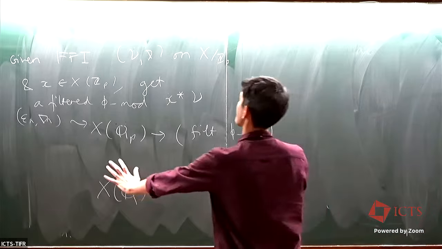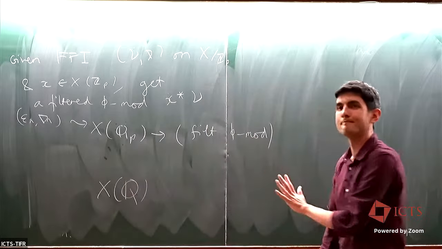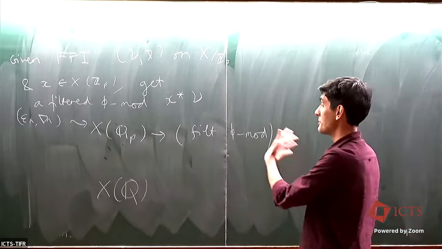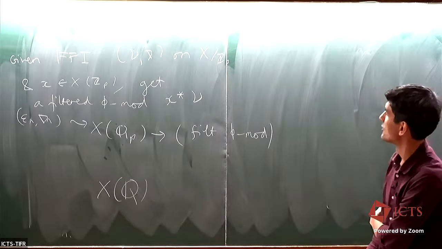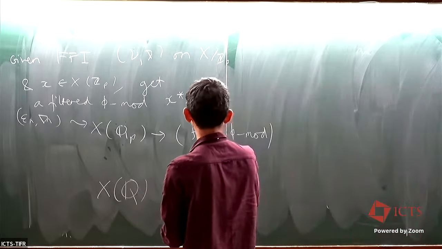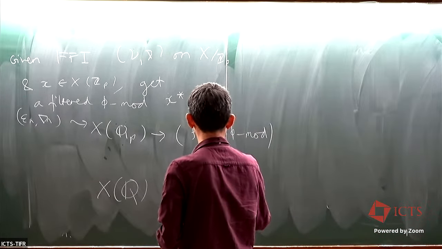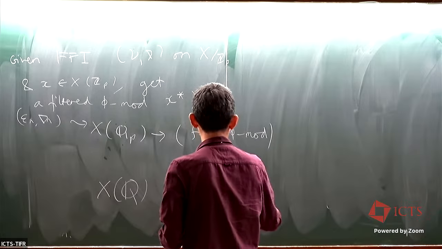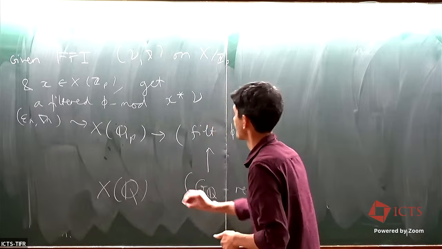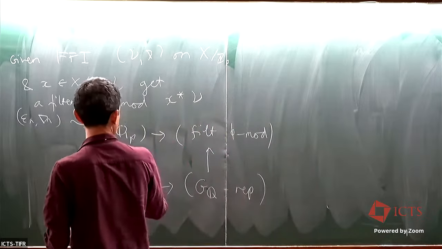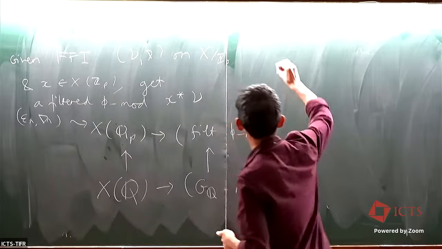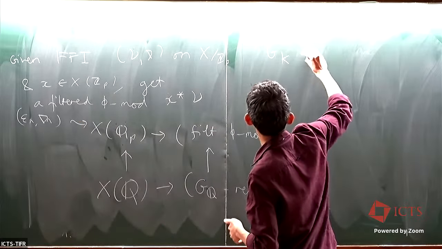Well, the idea is that we want to port the question over to this side. So what does it mean for a filtered phi-module to come from Q? Well, what it means is that it should come from a G_Q representation. My notation is always going to be that G_K is going to be the Galois group.